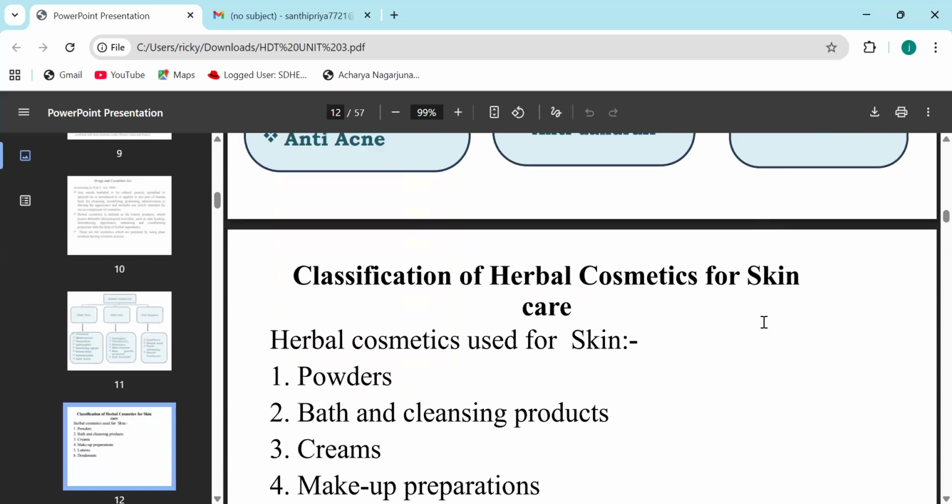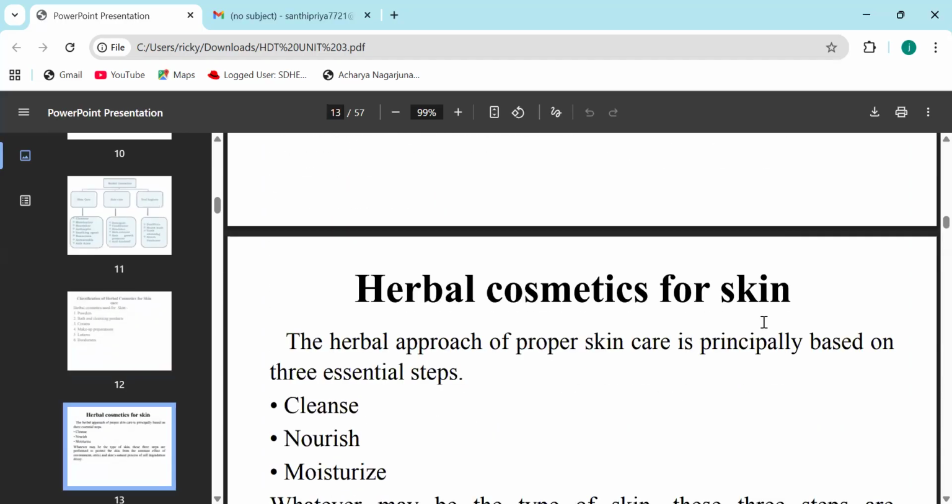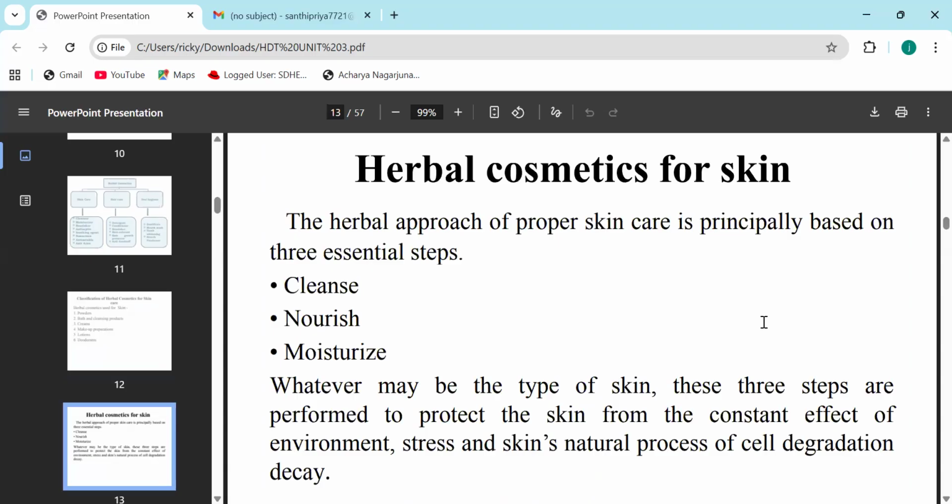And next is the classification of herbal cosmetics for skincare. Herbal cosmetics are used for these skincare products: first powders, second bath and cleansing products, third creams, and fourth makeup preparations, lotions, and deodorants. And next, herbal cosmetics for skin. The herbal approach of proper skin care is principally based on three essential steps: first cleanse, second nourish, and third moisturize.